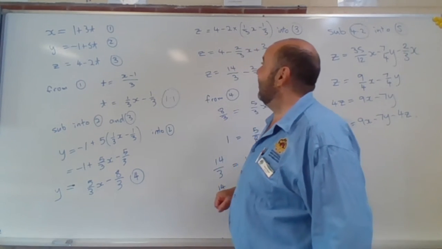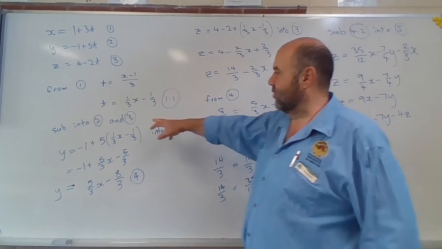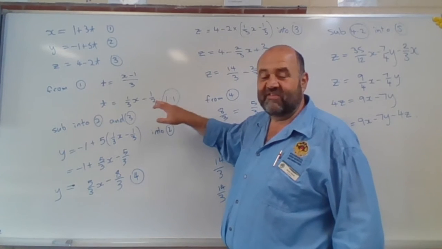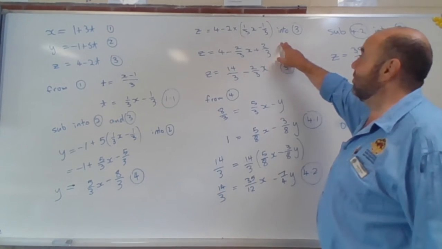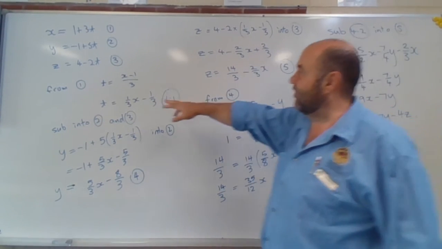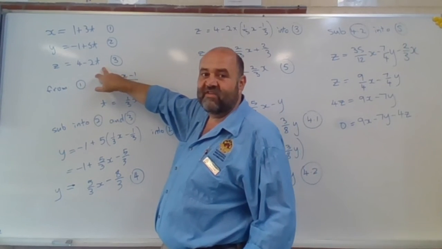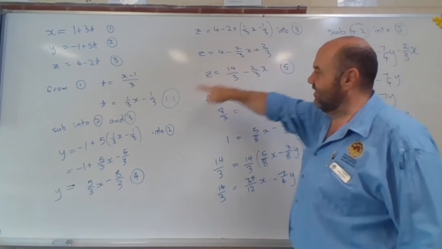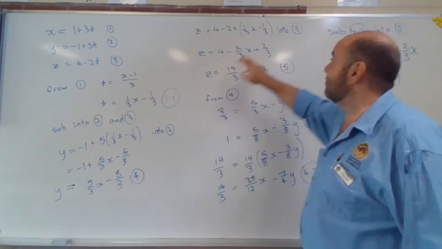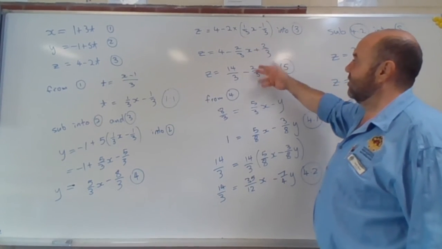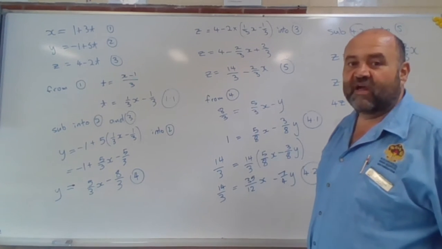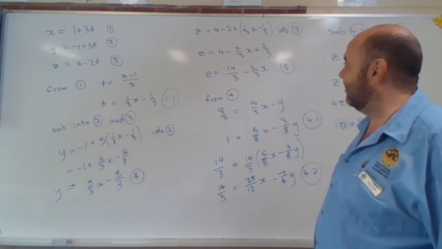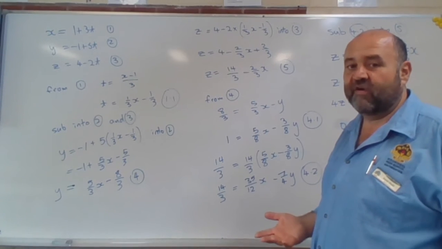Then I substituted t, like I promised I would, into equation 3. In equation 3, I had z equals 4 minus 2t, with t from 1.1. I expanded and simplified that. I've got z equals 14 thirds minus 2 thirds x, and I called that equation 5.